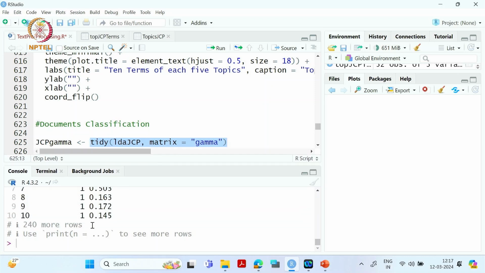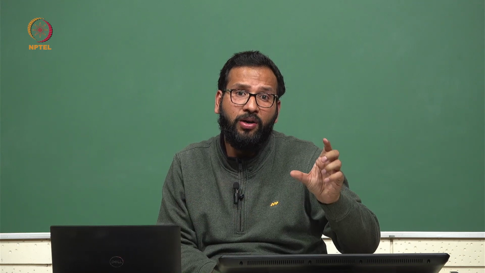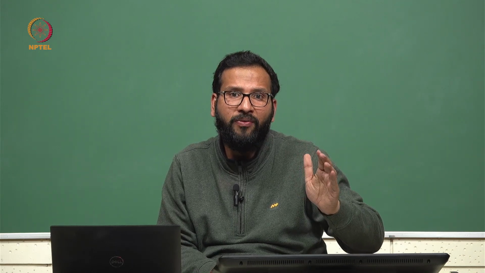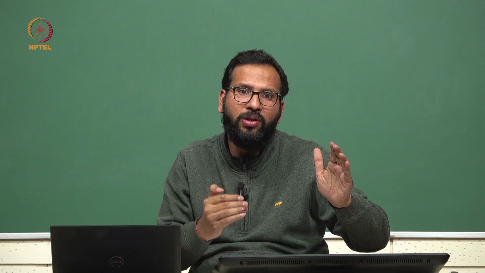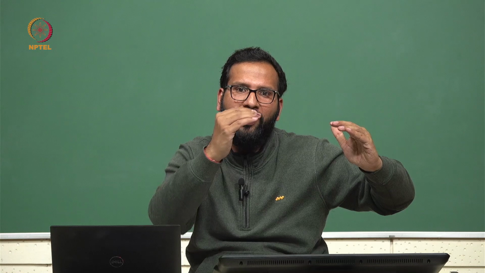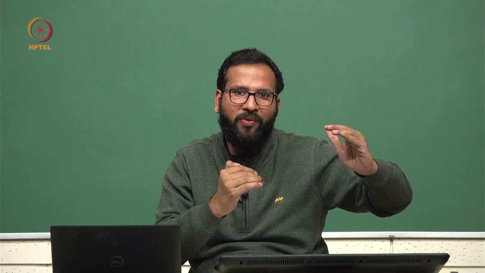here we have 250 rows, okay. So what exactly are these 250 rows? We have 50 documents and we have 5 topics. So 50 multiplied by 5 is 250. So these 250 rows have a gamma score for each topic and for each document, okay. Like for document 1 we have the gamma score for all 5 topics, okay. So for document 1 we have a gamma score for topic 1, topic 2, topic 3, topic 4, topic 5, okay.